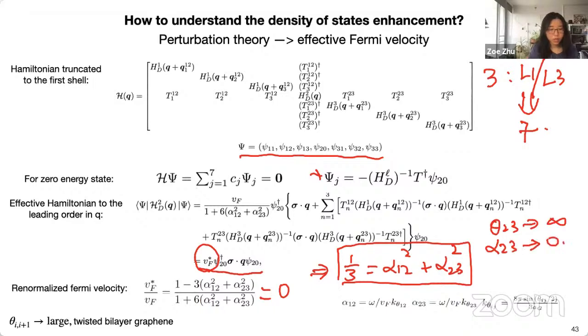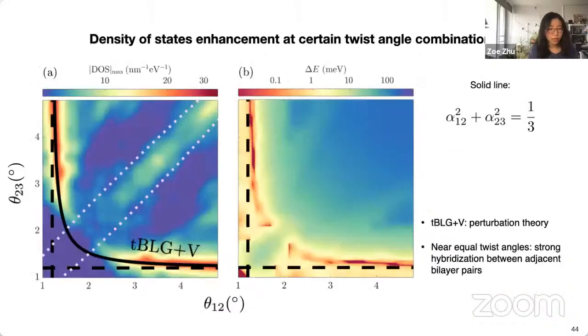And so that means that alpha 1,2 squared equals 1/3. And this is exactly the magic angle condition in the TBLG system that was derived by Bistritzer and MacDonald in 2011. Okay, so back to our density of states.